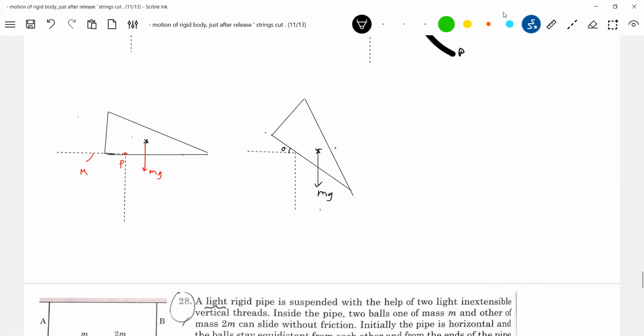Then how is the normal contact? The normal contact will act here, perpendicular to this line. This is the normal contact. Then it will rotate about this point, with alpha. It will also have angular velocity. Then the friction again acts here.